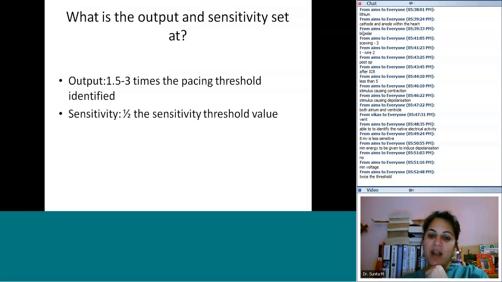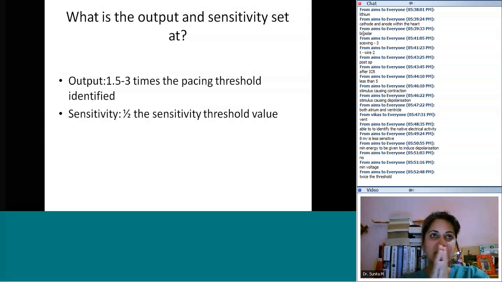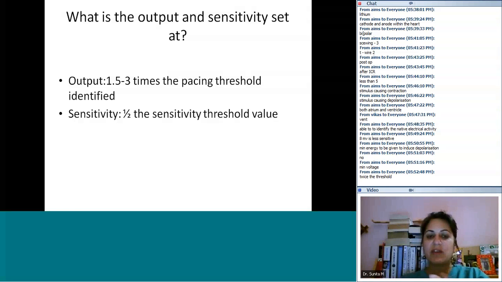The sensitivity would be half the sensitivity threshold value. Well, see, now that's the thing, right? If your sensitivity was 4, then you want to make it a little more sensitive, right? So you're going to set it at 2. At half of that sensitivity value, that is even more sensitive, because you don't want to run the risk, as there are changes in the pacemaker, that you're not able to sense.